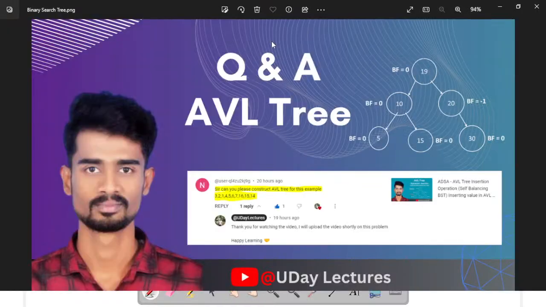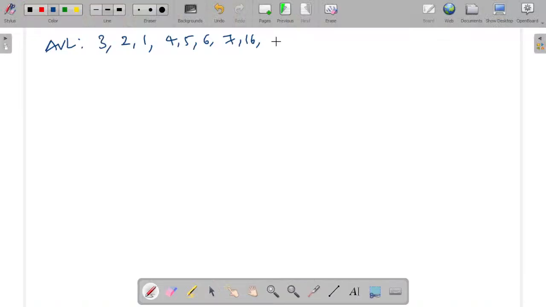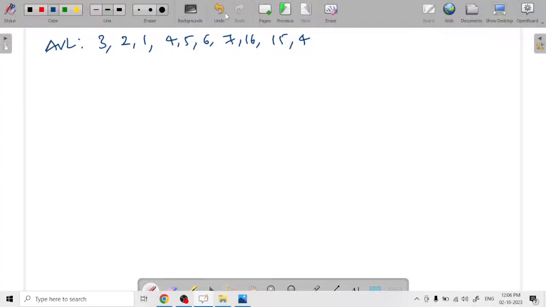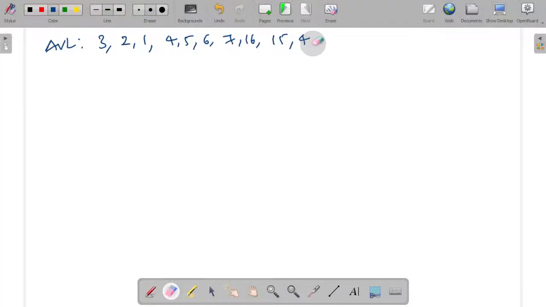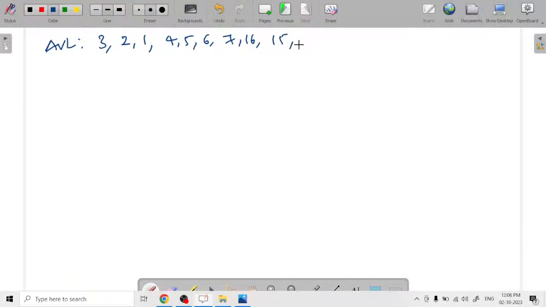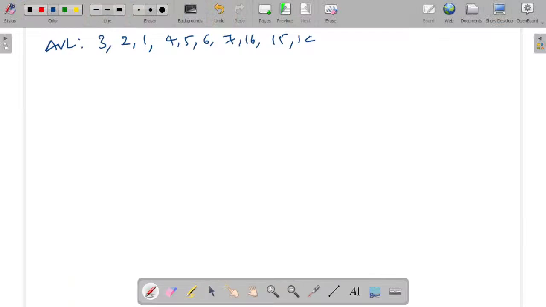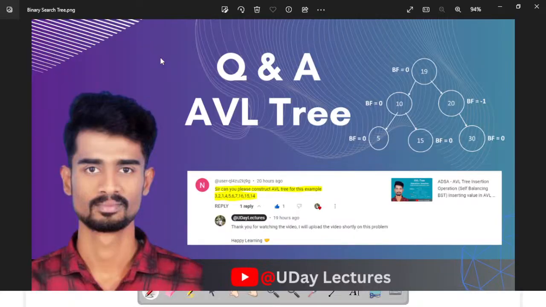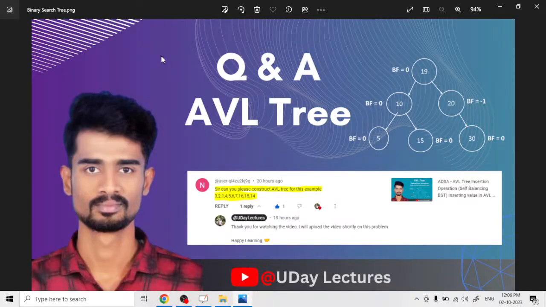I'm just copying the problem which was asked by Asma in the comments. If you want me to solve any problems on any of the trees or any of the data structures, you can just ask me, and I can make live sessions like this so that you can understand how you can solve them.